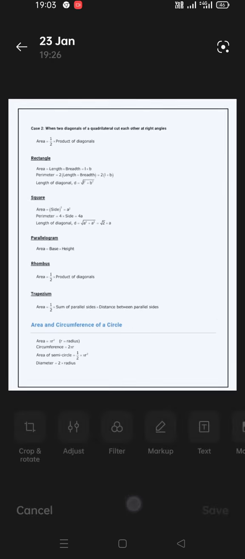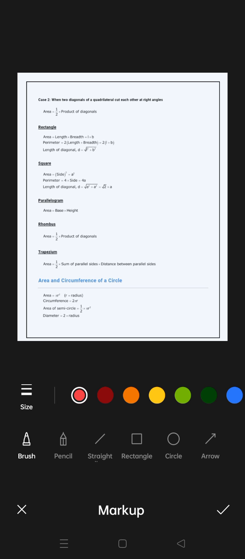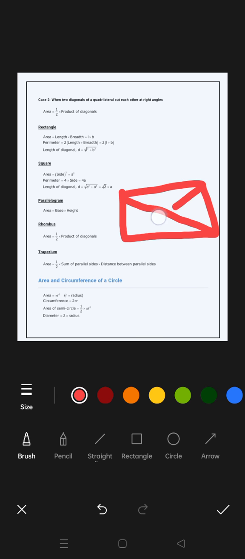The next case is case 2: when the diagonals of a quadrilateral cut each other at right angle. Suppose I draw a quadrilateral, and when I draw its diagonals, these are known as its diagonals, right? Each triangle formed, this one, this one, this one, is forming a right angle. Sorry, this is the wrong figure. This is the right figure.